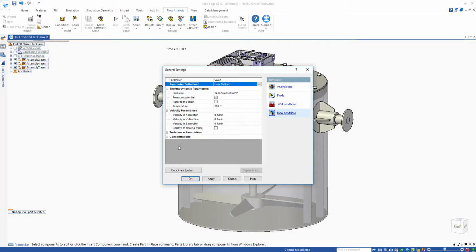And under the initial conditions, we can see that at time 0 it's going to be 100% ammonia in the tank as the starting fluid.